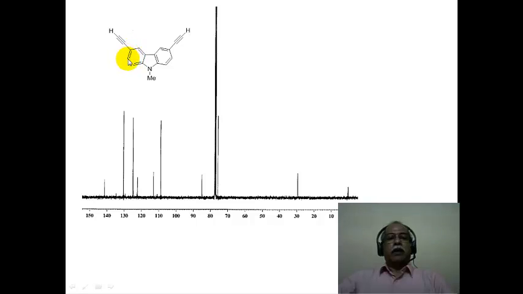Finally, you have the aromatic carbons, 6 carbons. All the 6 carbons are seen because the aromatic ring does not have any kind of symmetry. As a result, all the 6 carbons show up as separate peaks, out of which 3 of them are quaternary carbons and 3 of them are CH carbons, which are very clearly identified from the intensity profile of the spectrum.